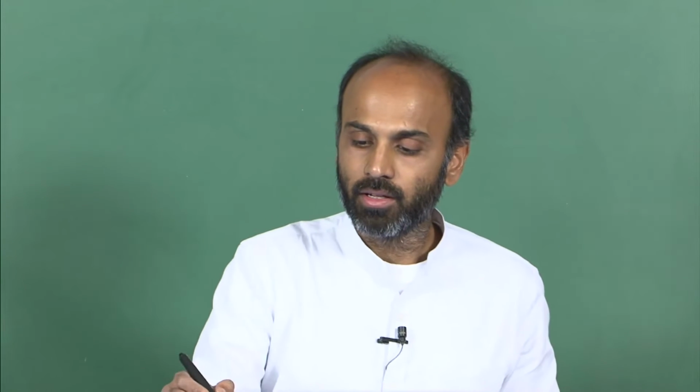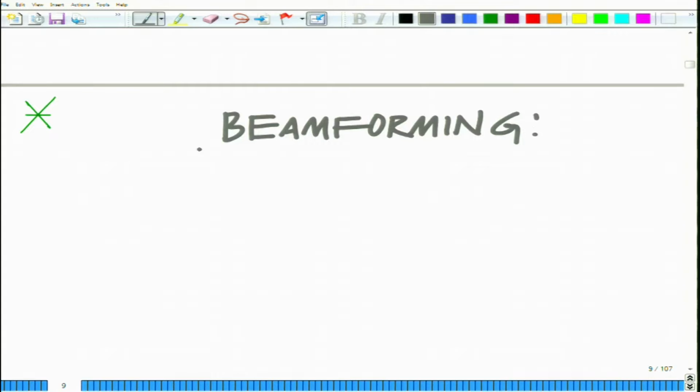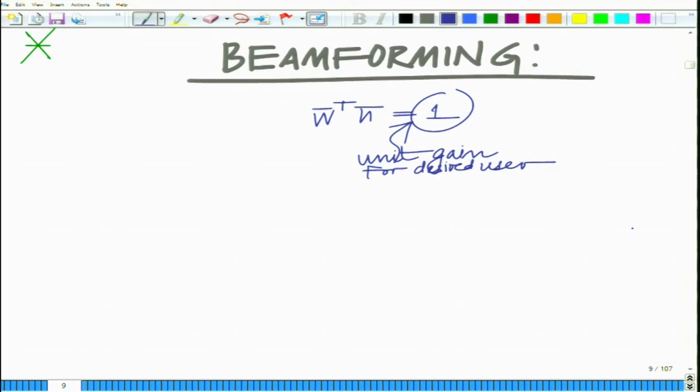So we are looking at the problem of beamforming, that is to find the beamformer or the combiner which maximizes the signal to noise power ratio for the user in a particular direction, right. And we said the constraint for the signal gain is W bar transpose H bar equals 1. This is unit gain for the desired user, that is, we said the signal gain to be unity and minimize the noise power.